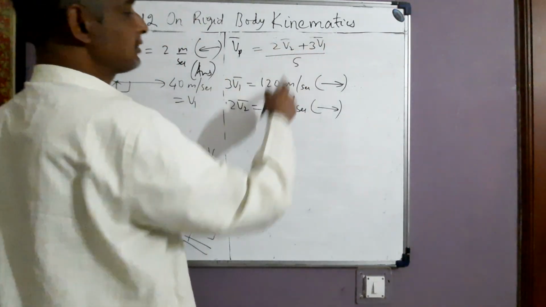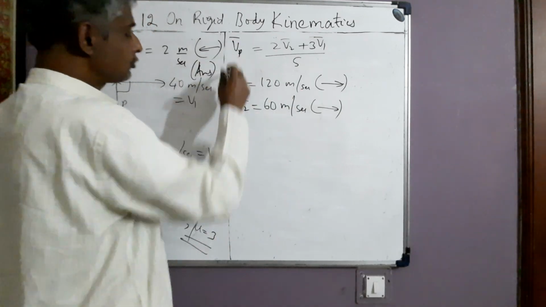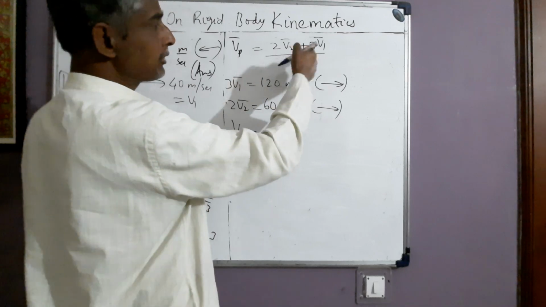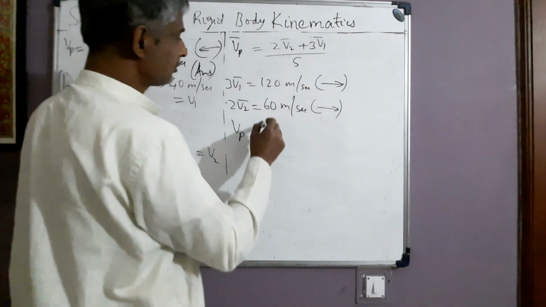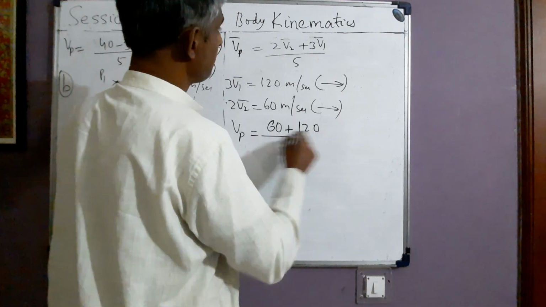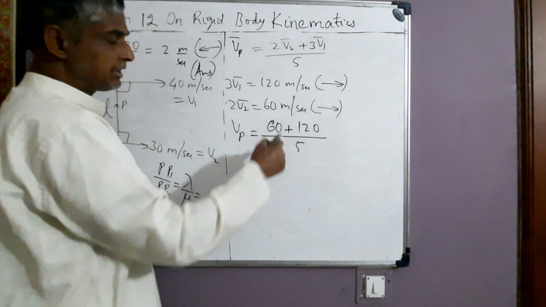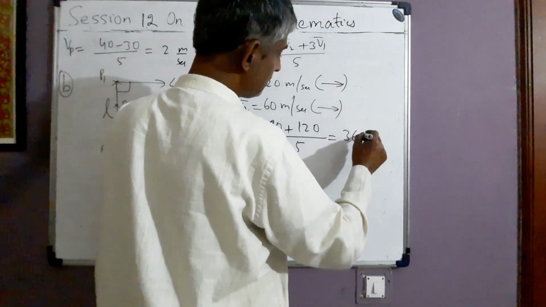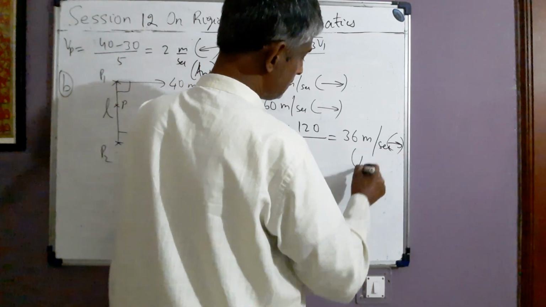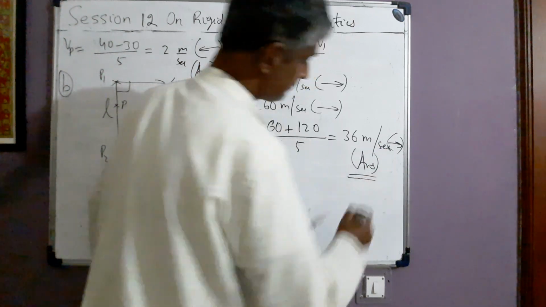So these two vectors have the same direction. So the magnitude of vector Vp will simply be, since they have the same direction, the magnitudes will simply add up directly. So it becomes (60 plus 120) by 5. So 180 by 5, that is just 36 meter per second in rightward direction. This is therefore the required answer.